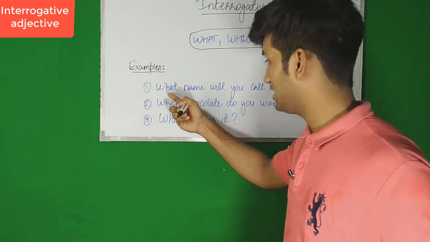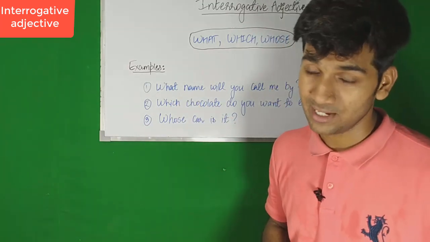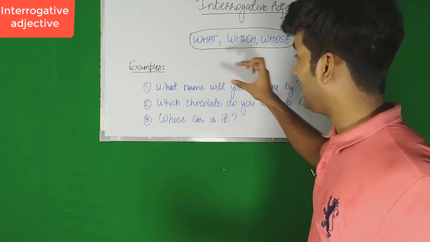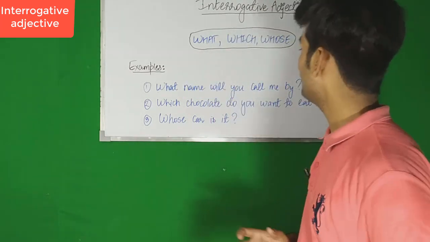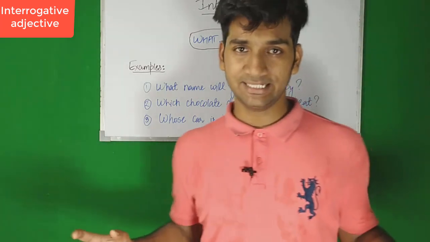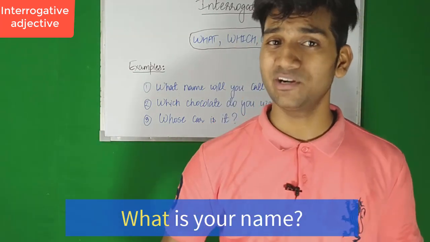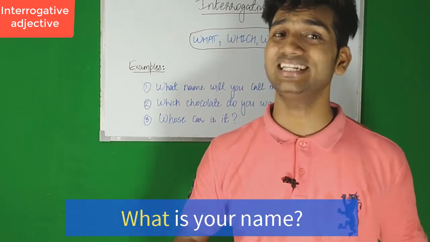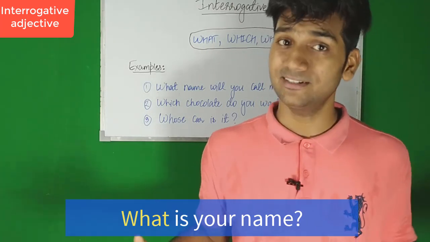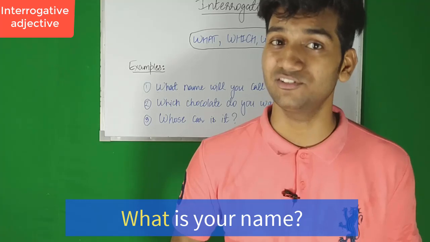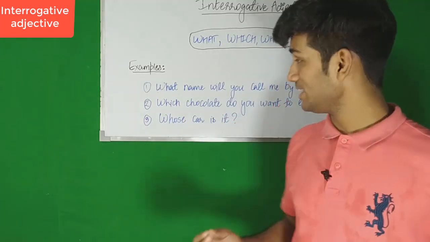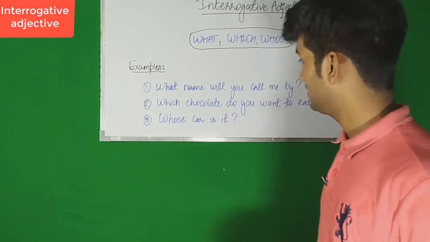So what here is my interrogative adjective. But how do I know? Because I have a noun after it, which is name. What name will you call me by? But if I say, what is your name? Here, what is not an interrogative adjective. Rather, it's an interrogative pronoun because it does not have a noun after it. What is your name?